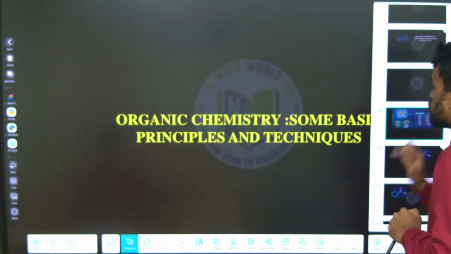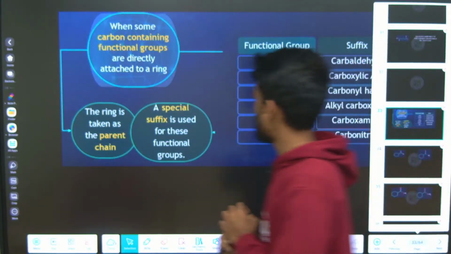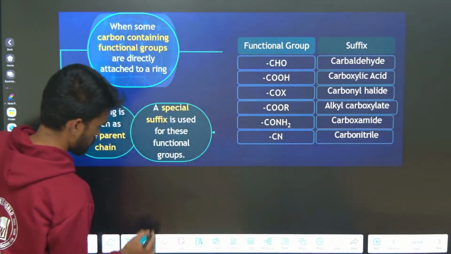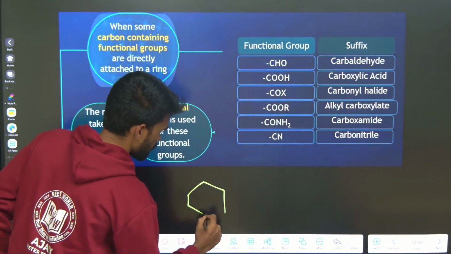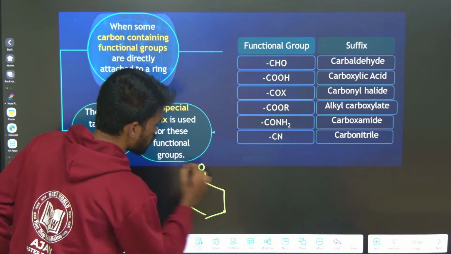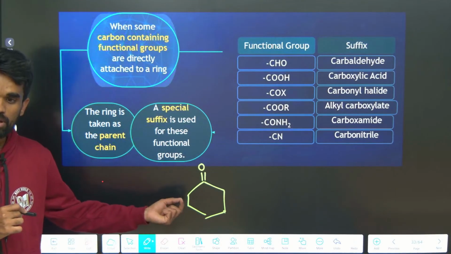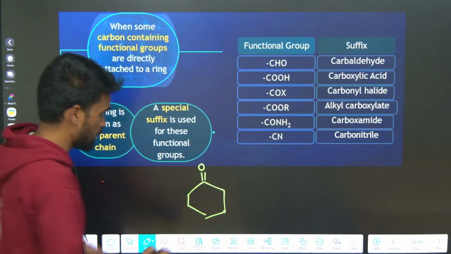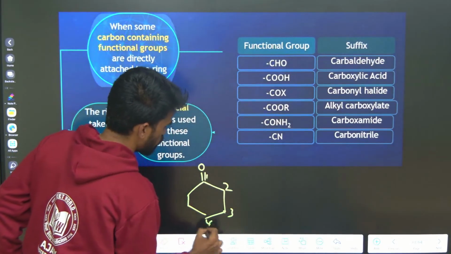Now we need to discuss a few more things about IUPAC nomenclature when it comes to cyclic compounds. For example, here I am writing a structure like this. What is the name of this compound? What is the functional group here? It is a keto group. What is the ring size here? 1, 2, 3, 4, 5, 6.